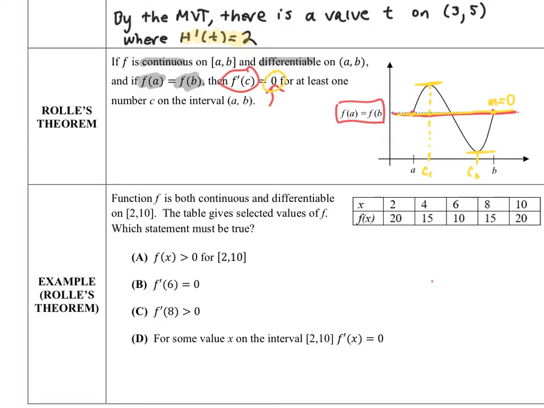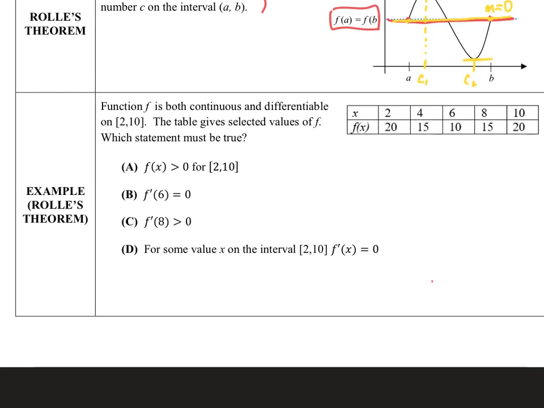And one last example in the spirit of the AP exam. So I have function f, continuous and differentiable on my interval from 2 to 10. And these are selected values of f. That's important to realize, that these are only selected values of my function f. And I have to identify which statement is true. And I'm just going to take these one at a time and explain the false ones and also the true one. So option A says f of x is greater than 0 for the interval 2 to 10.